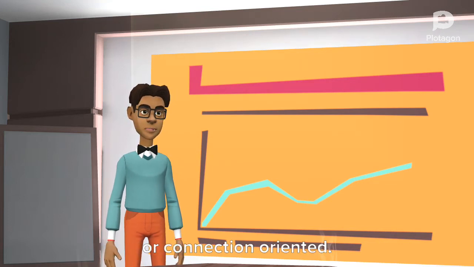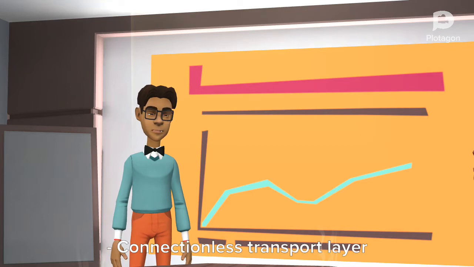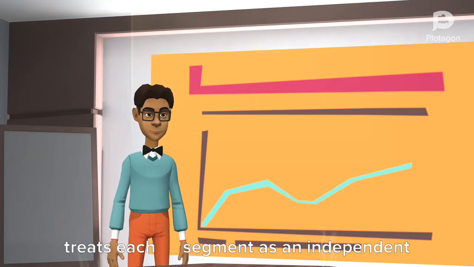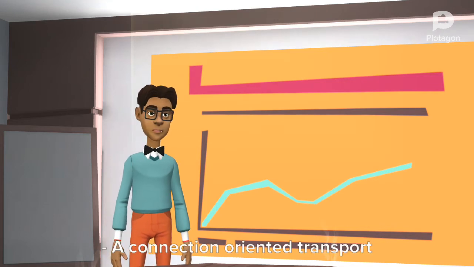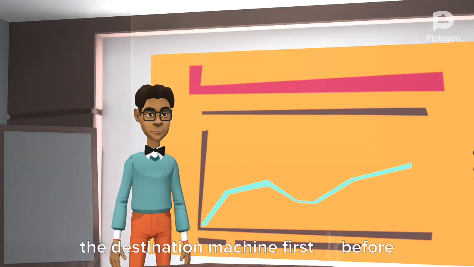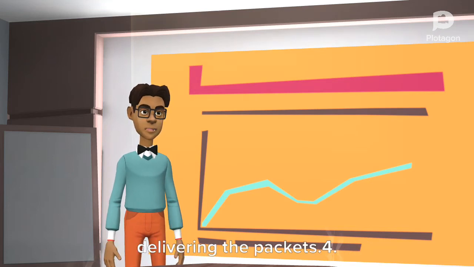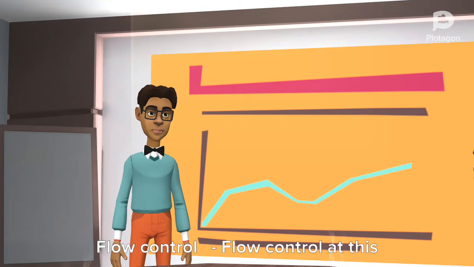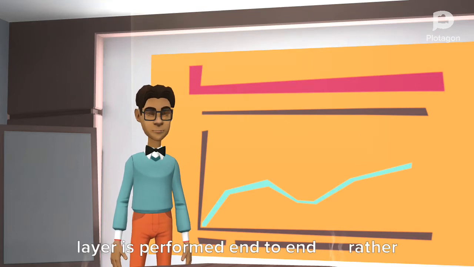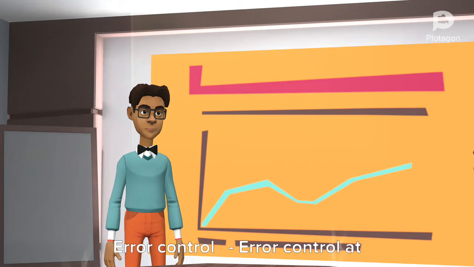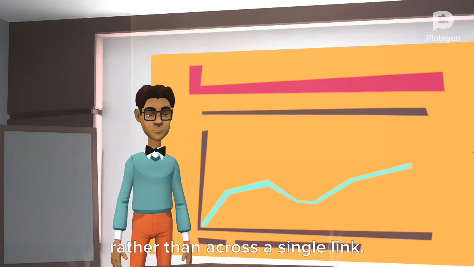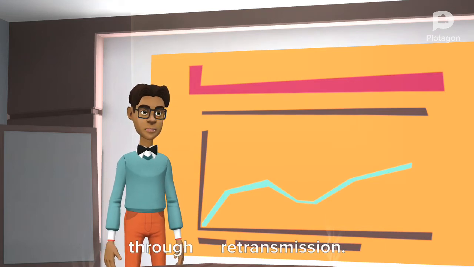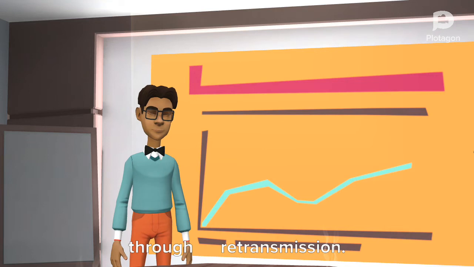3. Connection control. The transport layer can be either connectionless or connection-oriented. A connectionless transport layer treats each segment as an independent packet and delivers it to the transport layer at the destination. A connection-oriented transport layer makes a connection with the destination machine first before delivering the packets. 4. Flow control. Flow control at this layer is performed end-to-end rather than across a single link. 5. Error control. Error control at this layer is also performed end-to-end rather than across a single link. Error correction is usually achieved through retransmission.